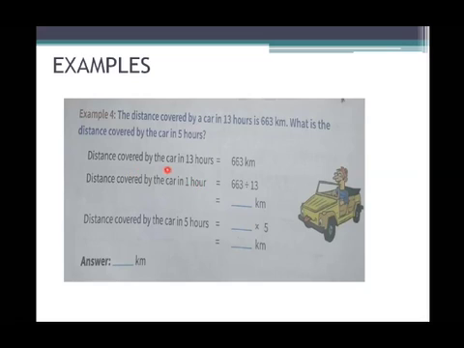See here, the distance covered by the car in 13 hours equals 663 kilometers. To find the distance covered in 1 hour, you have to do 663 divided by 13. Then you will get the distance traveled in 1 hour. Now if you want to find the distance covered in 5 hours, you have to do the distance traveled in 1 hour into 5. Then you will get the answer. This you can work out practically.